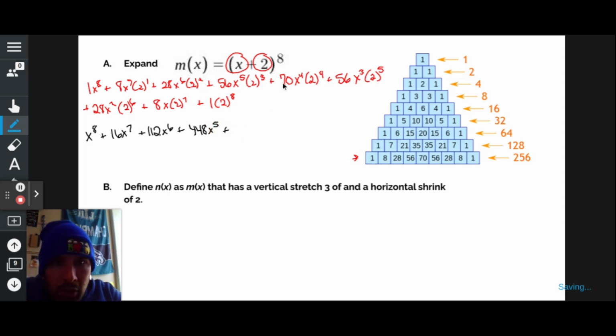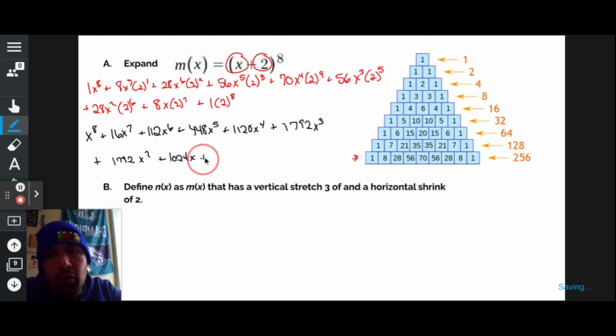Plus, let me see, where are we? 70 times, what is that, 16 x to the 4th? Is that where we are? 1, 2, 3, 4. Yep, 70 times 16 is going to be, of course, 1,120 x to the 4th. Plus 56 times whatever that's supposed to be is 1,792 x to the third plus 1,792 x squared plus 1,024 times x plus 256. Yay! I did it honestly and fairly.